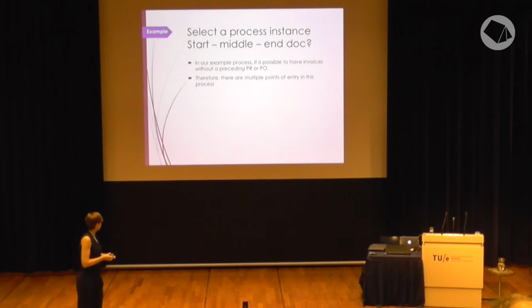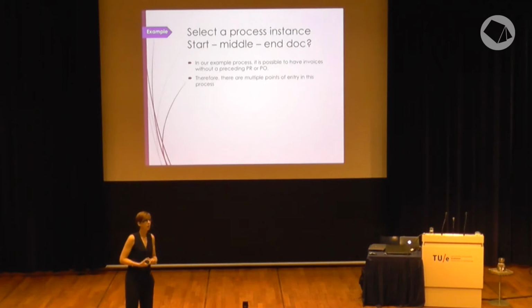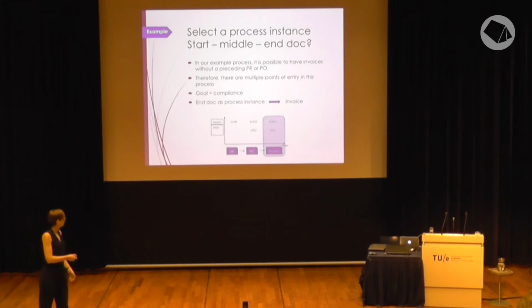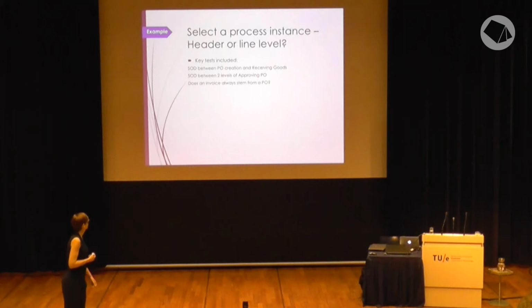So in our example, to take the decision whether to take a start, a middle, or end process, we have multiple points of entry. It is possible to have an invoice without a purchase order, or to have a purchase order without a purchase requisition. So the idea was, if you have multiple points of entry, check what your goal is. Our goal was, in our example, compliance. And in case of compliance, we suggest to take the end document, so the invoice in this example. So we know we're going to take the invoice level, but are we going to take header, or are we going to take the line level? So that's for our next dimension.